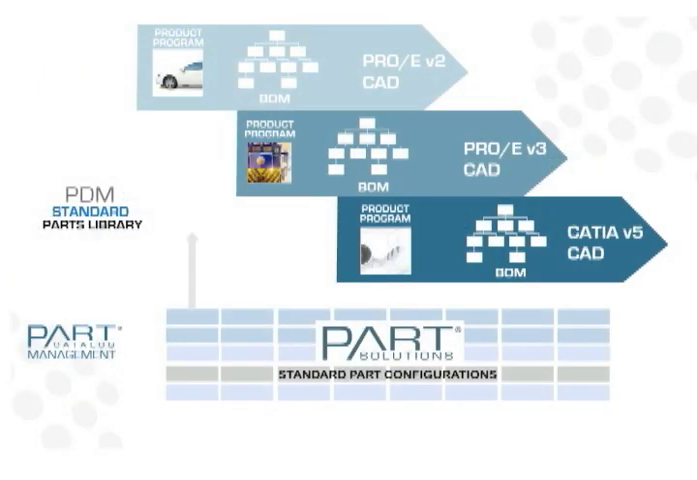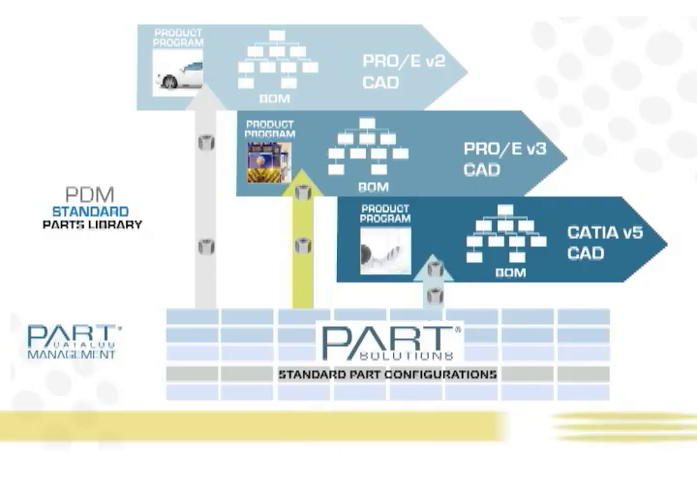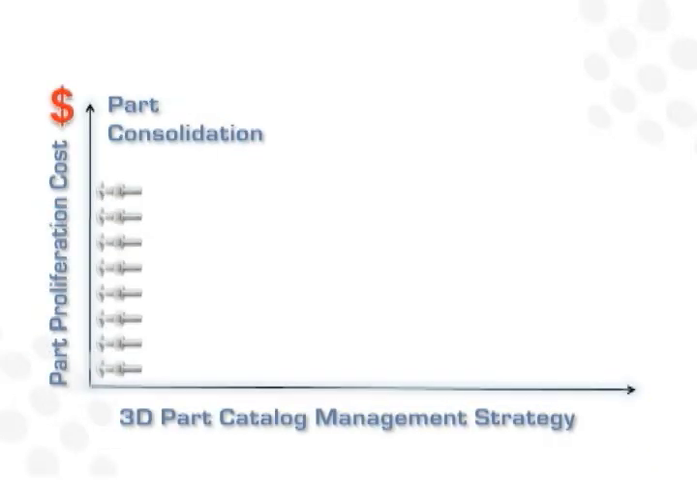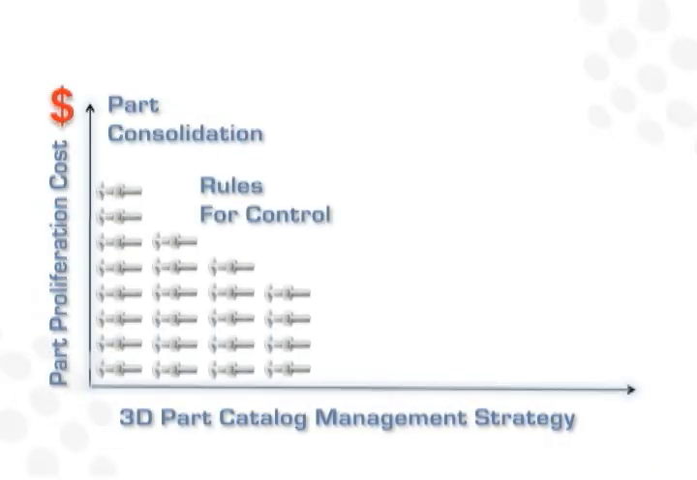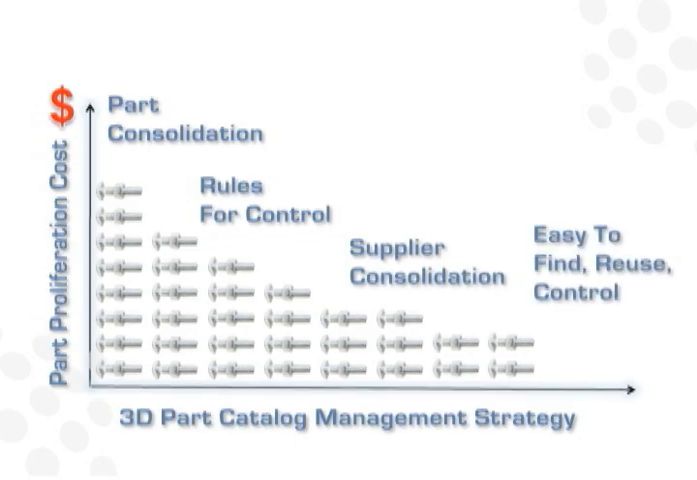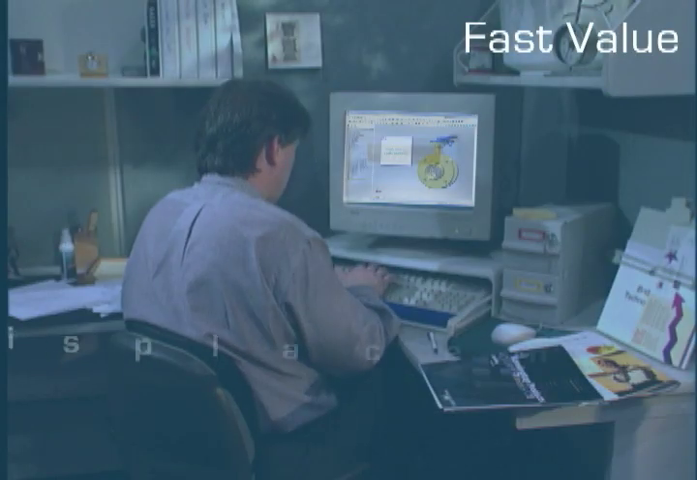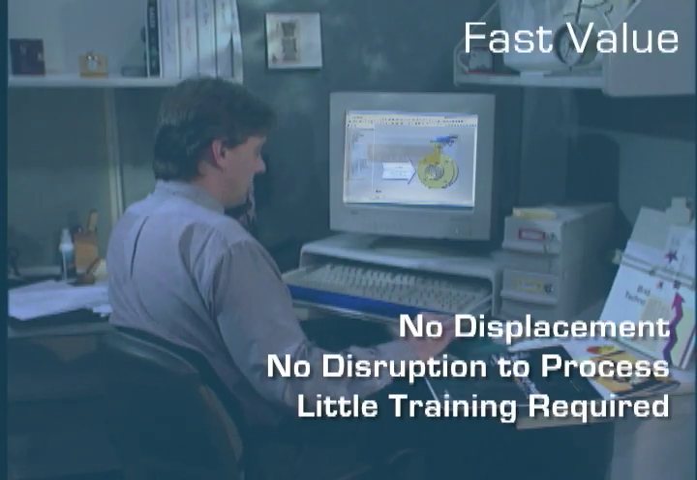Part Enterprise's CAD-native 3D standard part catalog management eliminates the duplication and migration of your catalog data required to support multiple product programs using different CAD versions or different CAD systems. This enables stability of your standard 3D part catalogs over time. The reduction in parts leads to supplier consolidation, which ultimately makes it easier for designers to find and reuse standard parts with confidence.